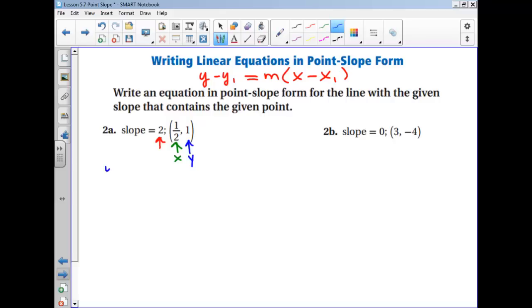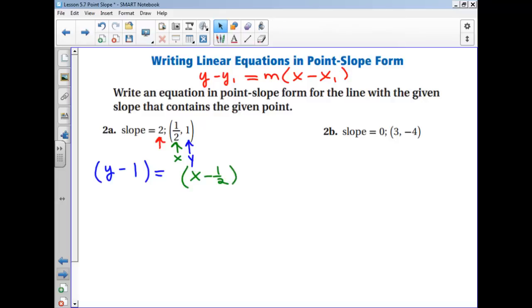And we're going to rewrite this as y minus 1, and that equals our slope times x minus 1/2. And our slope again was 2. So we're able to rewrite this in point slope form for each of these, the information that's given. 1/2 for x and 1 for y, 2 for the slope. So it's rewritten into a format.